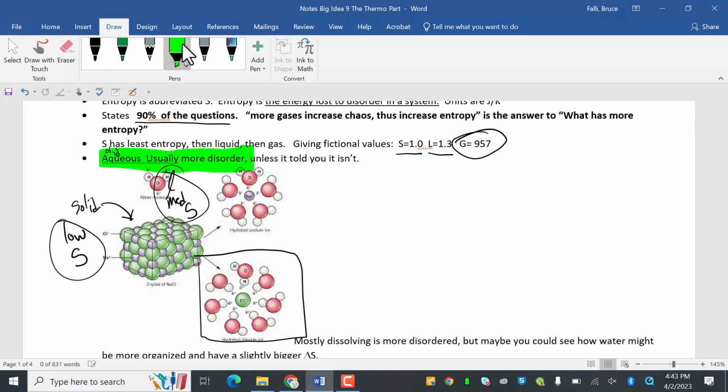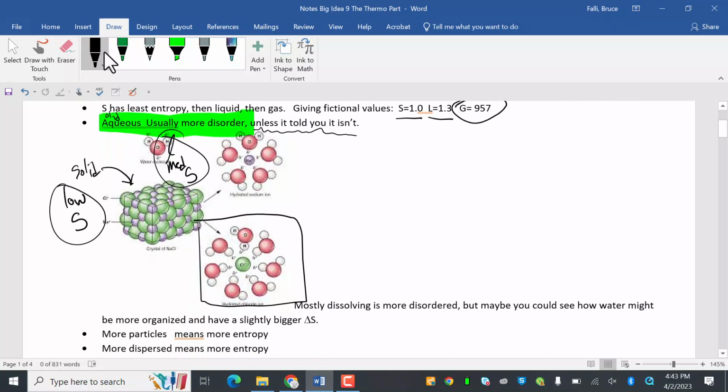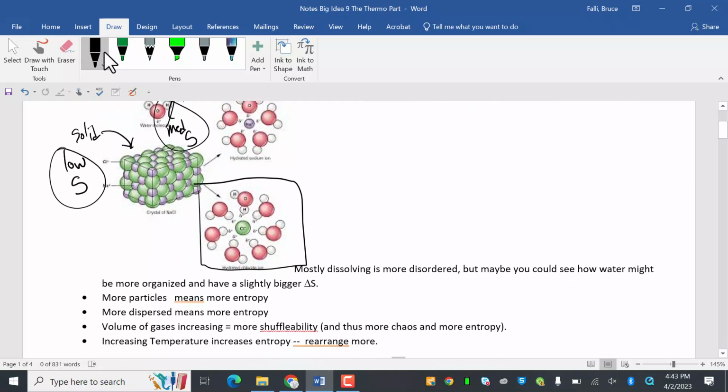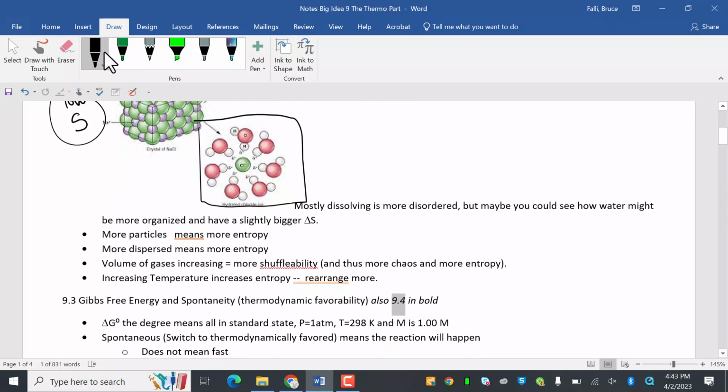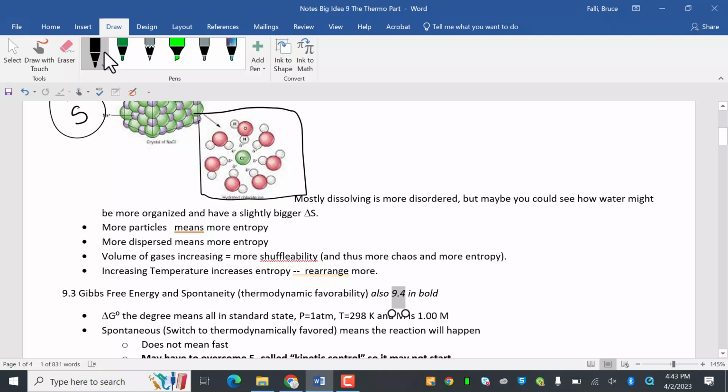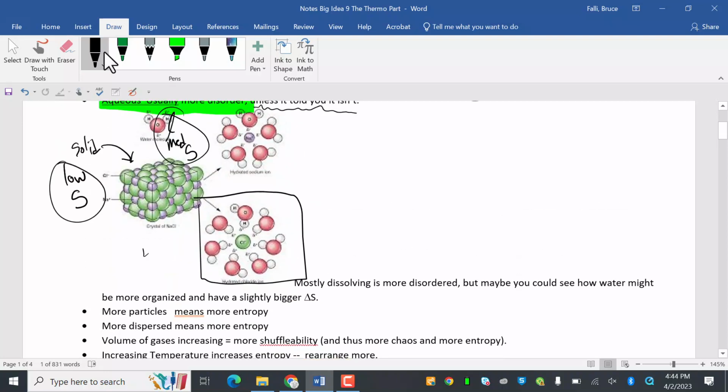Aqueous, usually more disorder. Chemistry is not chemistry unless it has an exception, and it will tell you pretty clearly it's not. Most dissolving is more disordered, but maybe you could see how water might be more organized and have slightly bigger delta S. So what is entropy again? Chaos and messiness. Low chaos and messiness, higher chaos and messiness. Delta S goes up. I put highest because I'm talking about S.